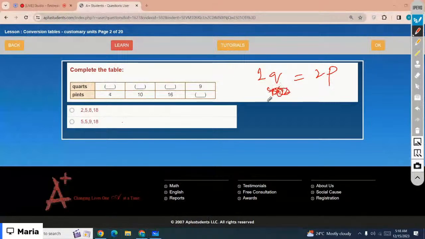You have to divide. 4 divided by 2 is 2. Here you have 2. Then you have 10. 10 divided by 2. You are coming from smaller to bigger, so you need to divide. So you have 5. Then you have 16, it is 8.